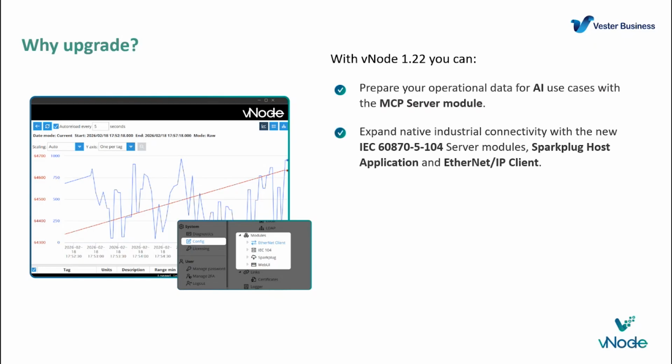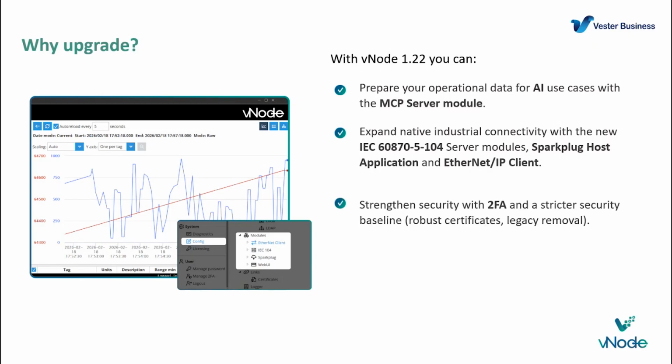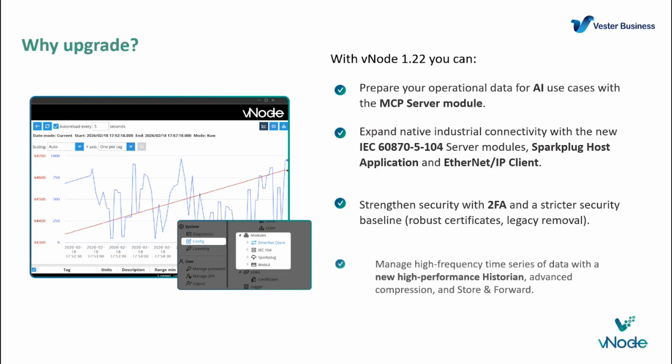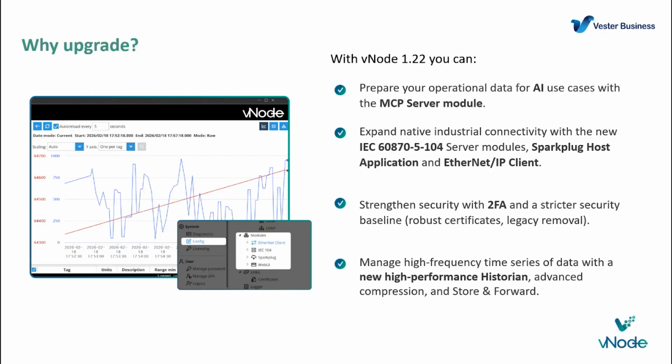The second part is that you will be expanding your connectivity to different new protocols that you will possibly need in the future. The first is the 104 protocol. The second one is Sparkplug host. And the most important right now is the EtherNet/IP protocol for Allen-Bradley controllers. And then strengthened security with 2FA, which is really good in order to provide IT the security that they will need, and of course the LDAP protocol to link to Active Directory too. And then we can manage high frequency time series data using the Timescale historian.